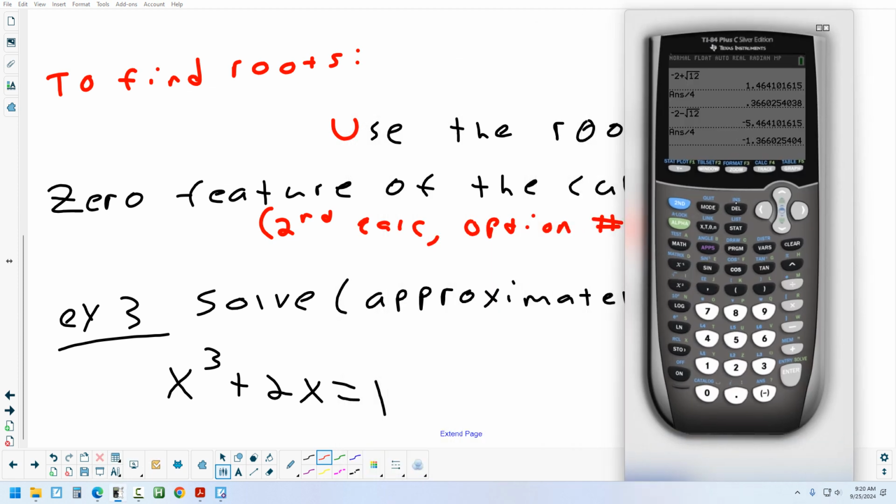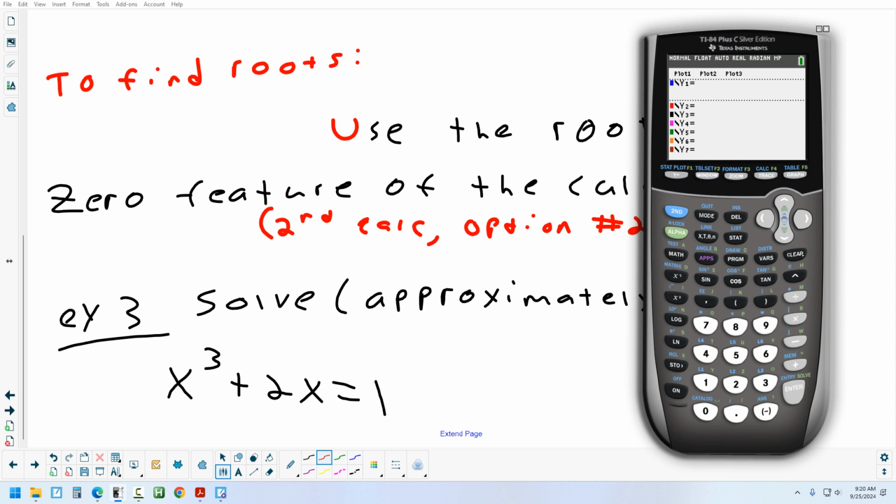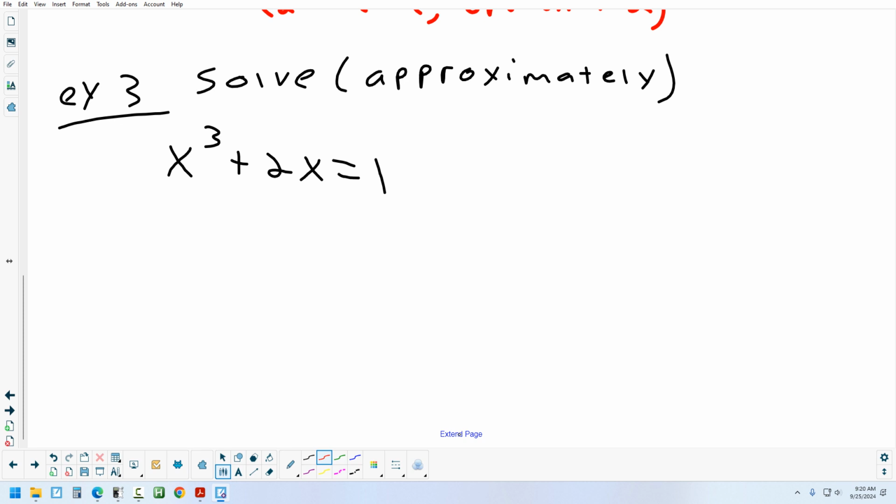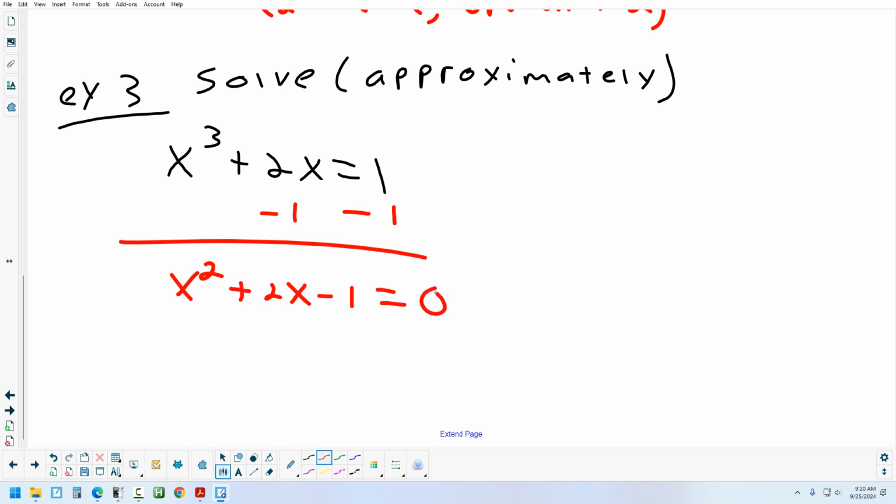Okay, so let's go back to y equals. Before we type it in, since I'm trying to find the roots, what am I supposed to get that equal to? 0. Yeah, I'm supposed to get it equal to 0. What would I do on both sides to get that equal to 0? Subtract 1. Yep, just subtract 1 on both sides. That's going to give you x cubed plus 2x minus 1, all on the left side. So we always want to get it equal to 0. Any question why I subtract the 1 from both sides?